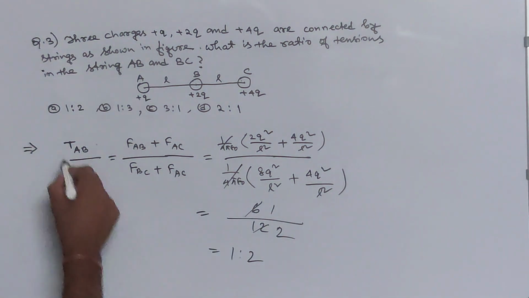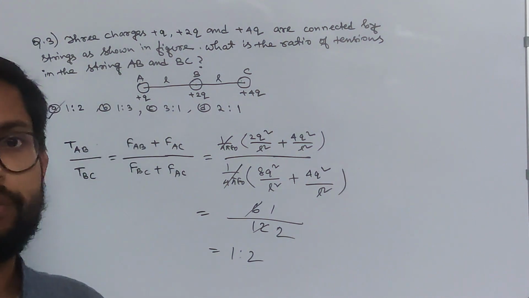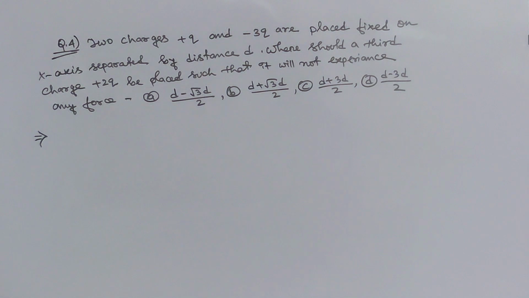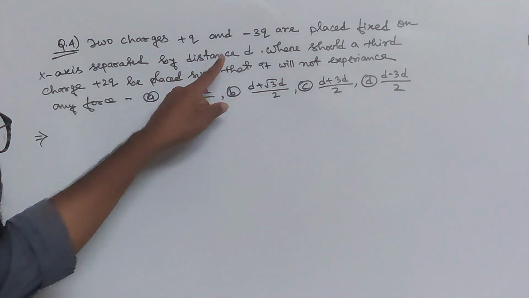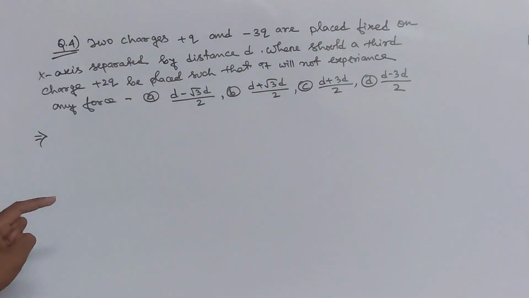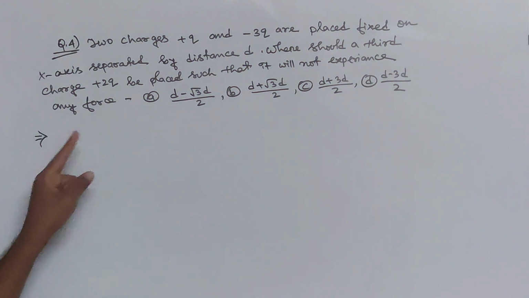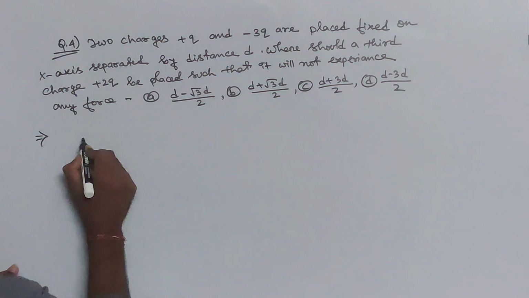Which option is correct then? Option A is correct. Okay, let's move to the next question. The question number 4 is: 2 charges plus Q and minus 3Q are placed fixed on the x-axis separated by a distance d. Where should a third charge plus 2Q be placed such that it will not experience any force? So let's say this is the x-axis.